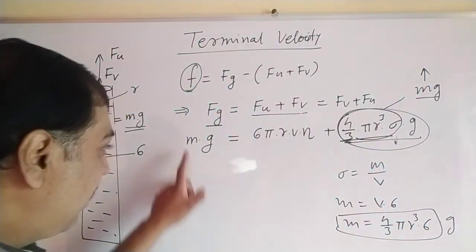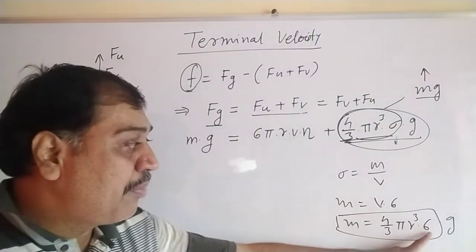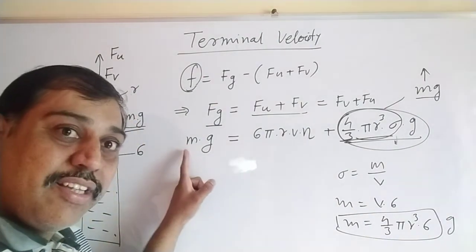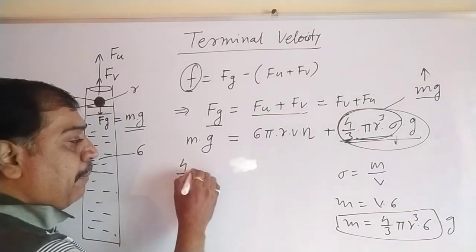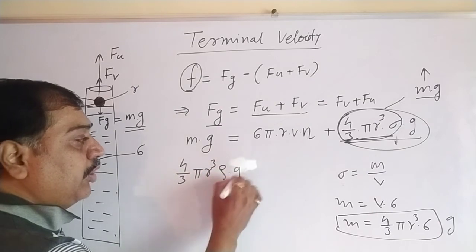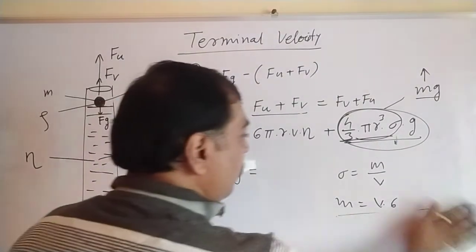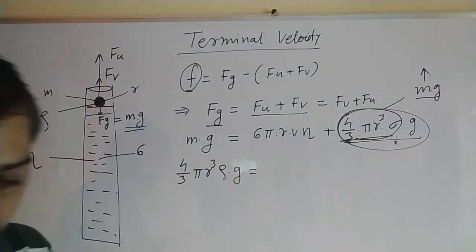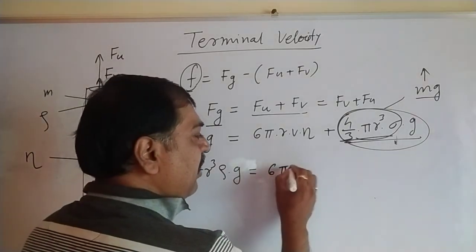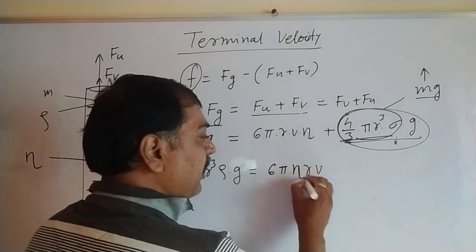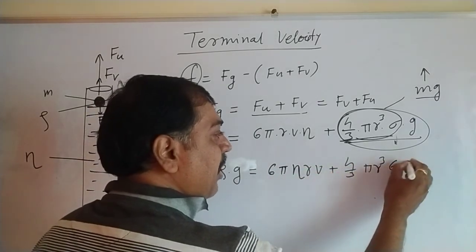Same thing here, m is there. We have to put the value of m, but here it should not be sigma, it should be rho, because this is for the sphere. So we can write this equation as 4/3 πr³ρg equal to, I hope you got this. We have already done this a lot of times. So let's go directly. 4/3 πr³ρg is equal to 6πηrv plus 4/3 πr³σg.